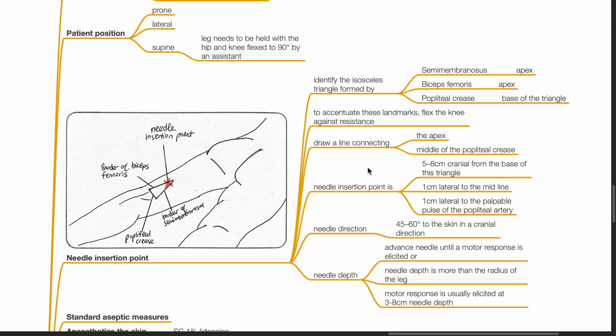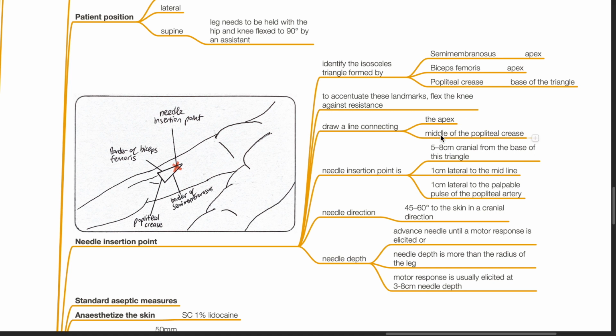Draw a line connecting the apex to the middle of the popliteal crease. The needle insertion point is 5 to 8 cm cranial from the base of this triangle, 1 cm lateral to the midline, 1 cm lateral to the palpable pulse of the popliteal artery. Needle direction is 45 to 60 degrees to the skin in a cranial direction.